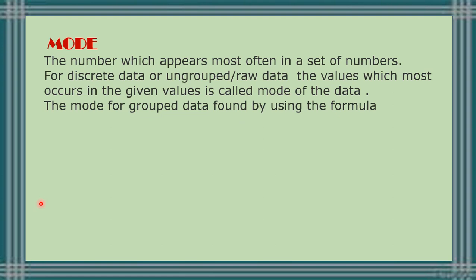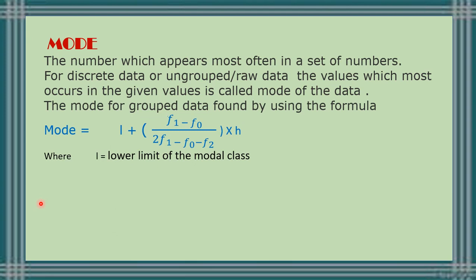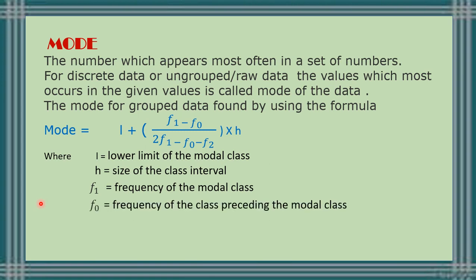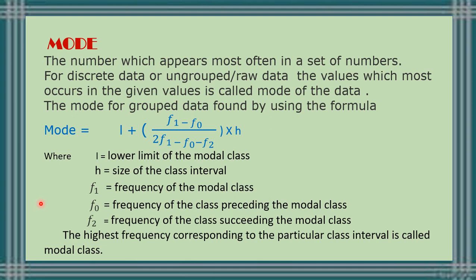The mode for grouped data is found by using the formula: mode equals L plus (f1 minus f0) upon (2f1 minus f0 minus f2), whole multiplied by h, where L is the lower limit of the modal class, h is the size or height of the class interval, f1 is the frequency of the modal class, f0 is the frequency of the class preceding the modal class, and f2 is the frequency of the class succeeding the modal class. The highest frequency corresponding to a particular class interval is called the modal class.